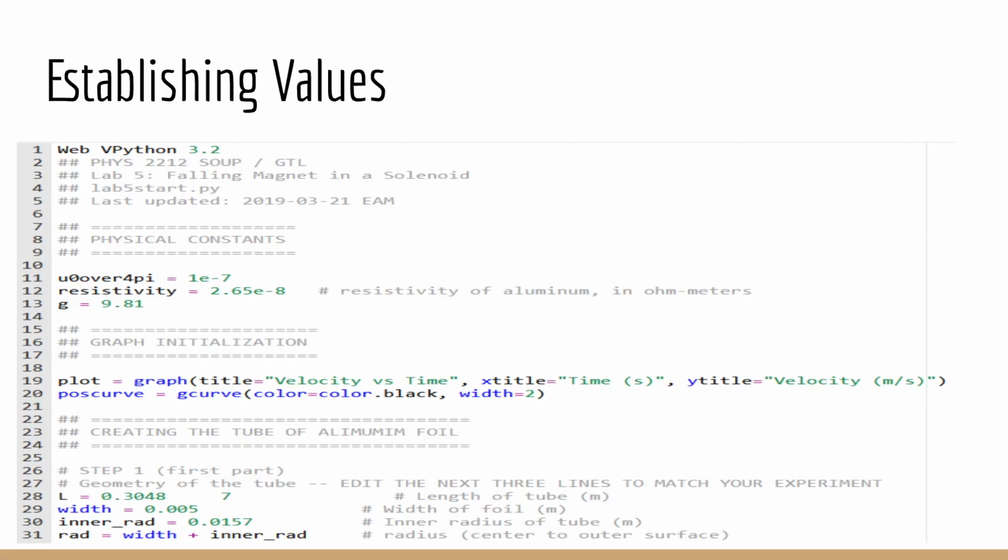So this is our GlowScript, and first we started off by establishing values and the constants that we used throughout the experiment. So, mu naught over 4 pi, and the resistivity of the aluminum, and then the gravitational constant, and then we initialized the graph. And then we inserted the measurements, so the length was 0.3048 meters, etc.